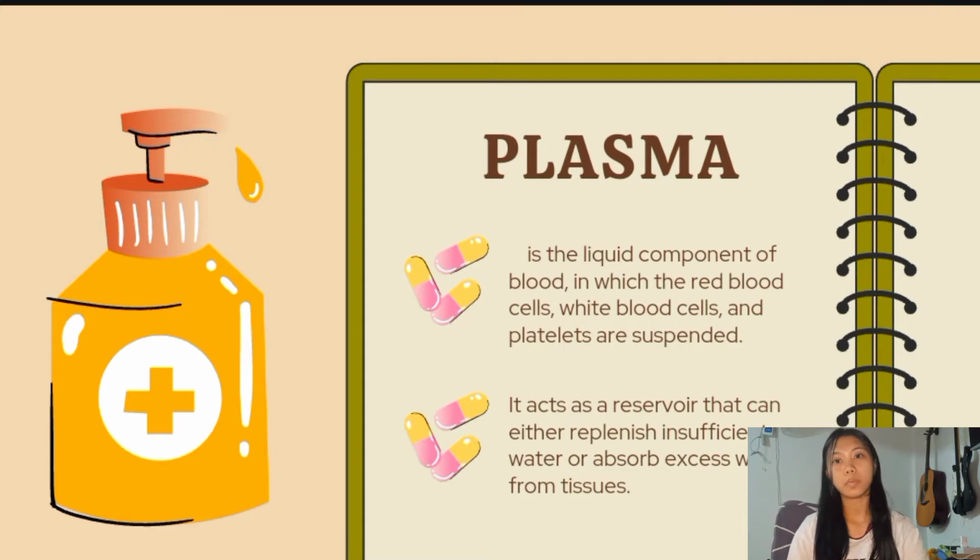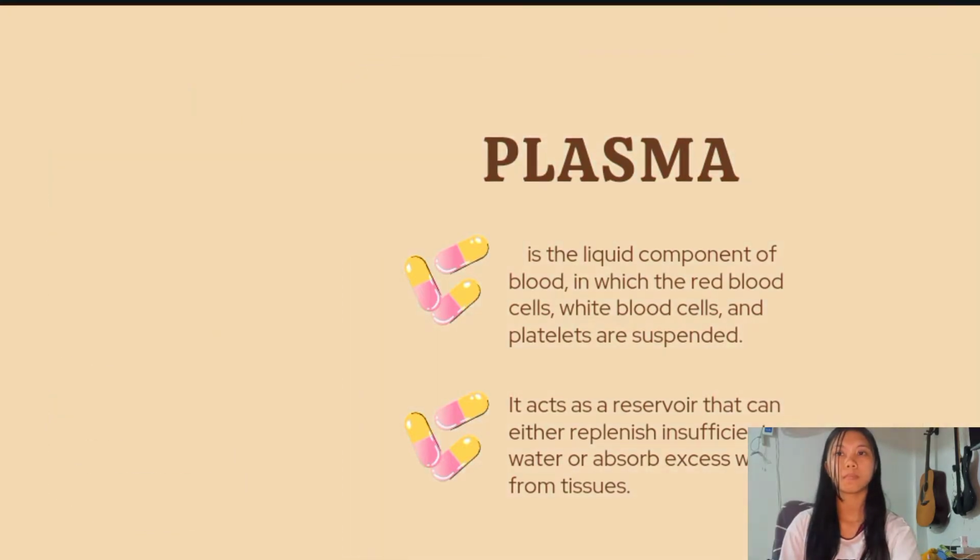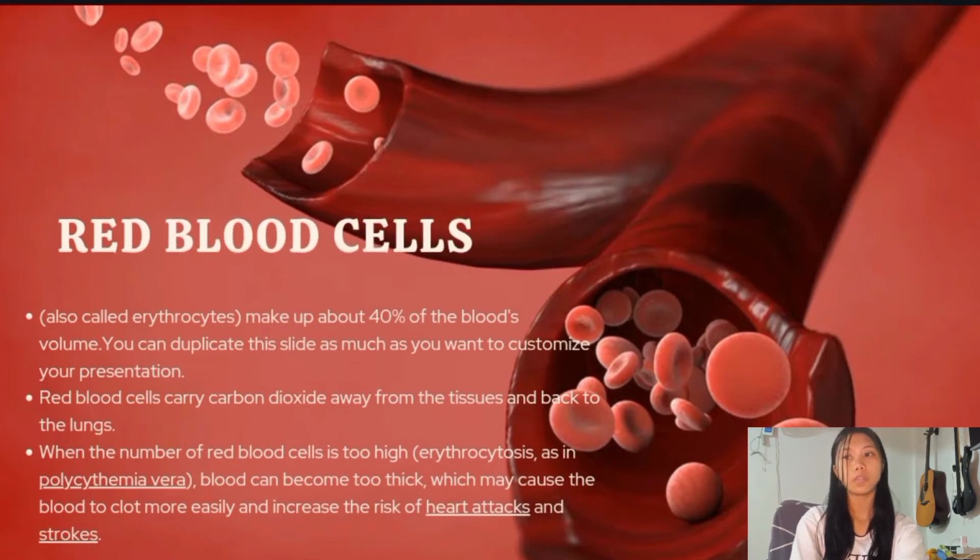Plasma is the liquid component of the blood in which the red blood cells, white blood cells, and platelets are suspended. It acts as a reservoir that can either replenish insufficient water or absorb excess water from tissues. Red blood cells, also called erythrocytes, make up about 40% of the blood's volume.